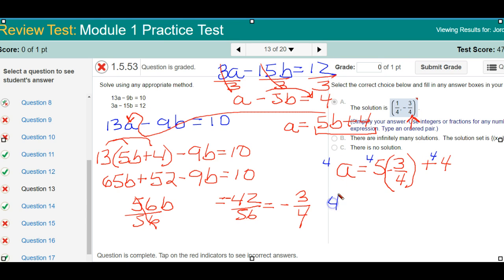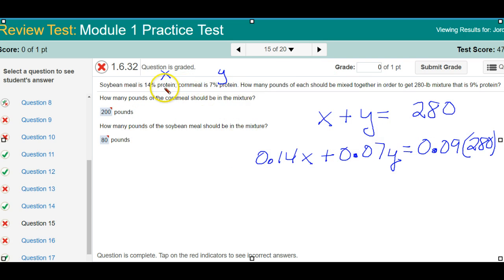So I get 4a. Here the 4's cancel out, and I get a negative 15 plus 16. Well, this is going to become 4a equals 1. Divide both sides by 4. I get a equals 1/4. And there we see that.